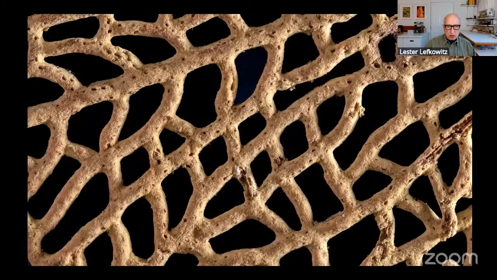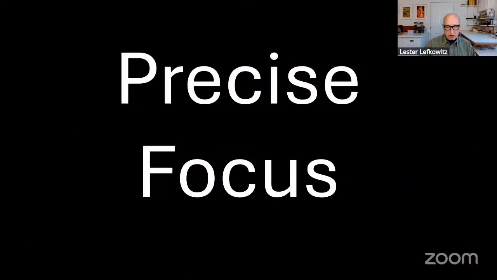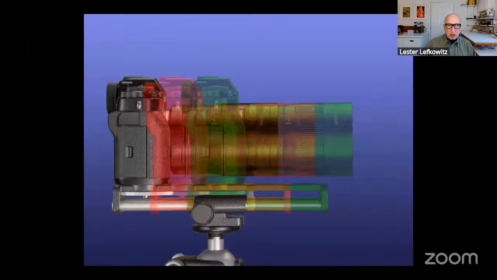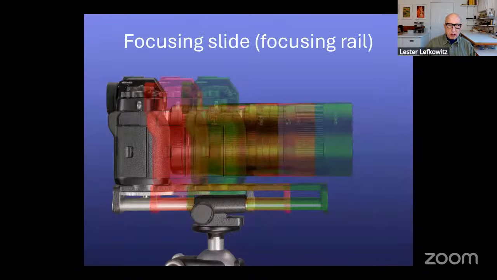Now, we talked about the need for precision focus. Remember, handheld, we talked about doing it this way. But if you're on a tripod or even a copy stand, there's a mechanical way of moving in and out with a device like this, and it's called a focusing slide. Some people call it a focusing rail. By turning the knob, you can very precisely move the camera in and out and get the focus exactly where you want. It's a wonderful way to work. There's no guessing. It's precision.